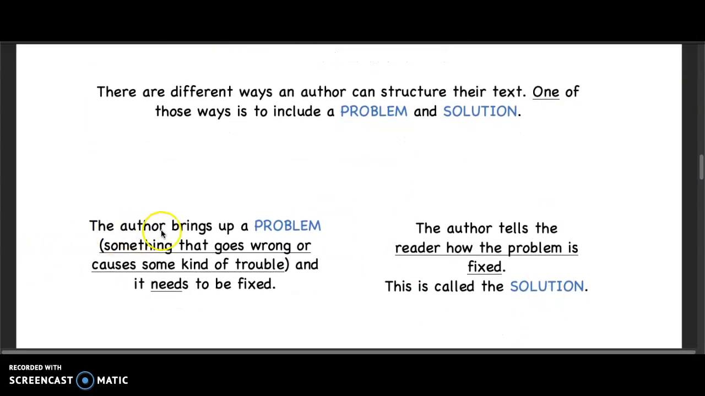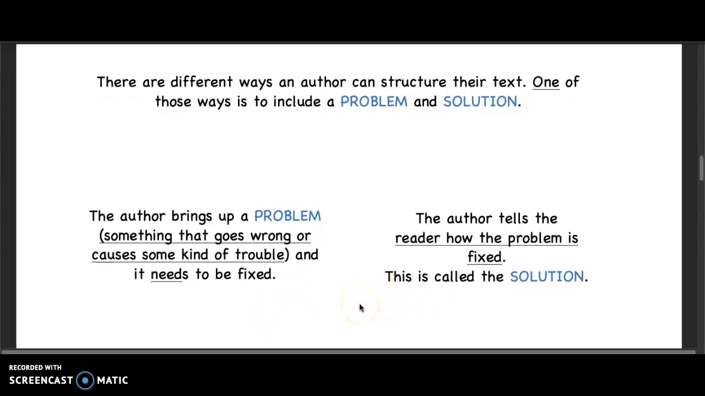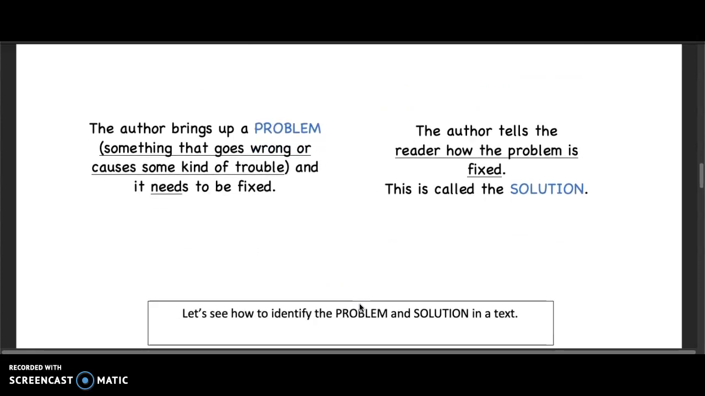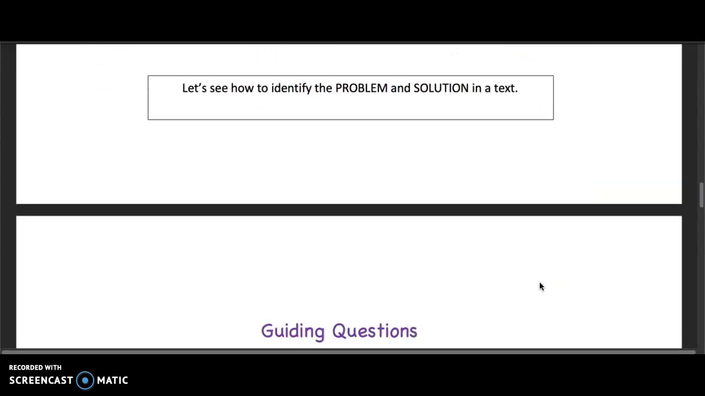So, the author might bring up a problem. That's something that goes wrong or causes some kind of trouble, and this needs to be fixed. The author tells the reader how the problem is fixed. That's called a solution. Now, these go hand in hand. They are like two puzzle pieces that will always fit together. If there is a problem, always look for the solution in the text as well. So, next, let's see how to identify the problem and solution in a text.